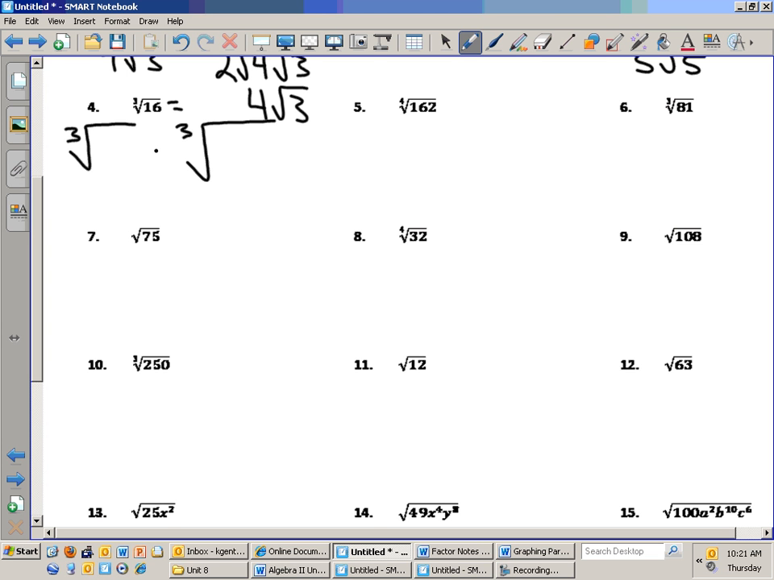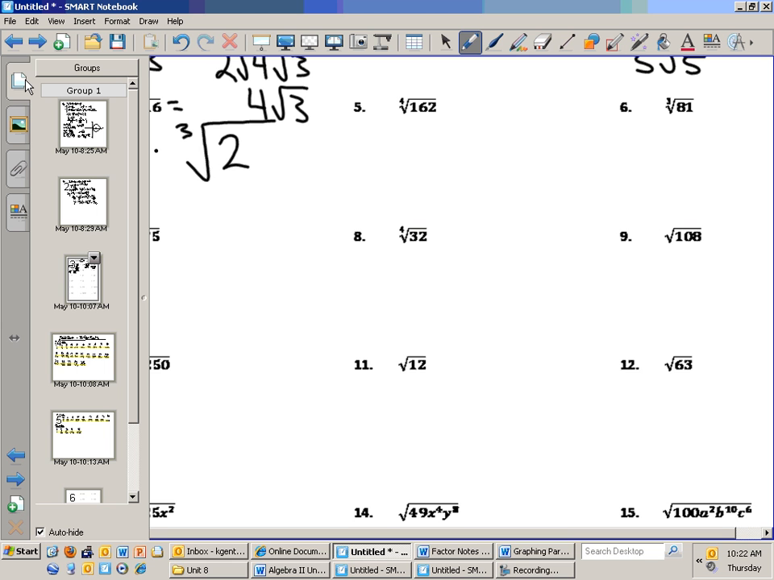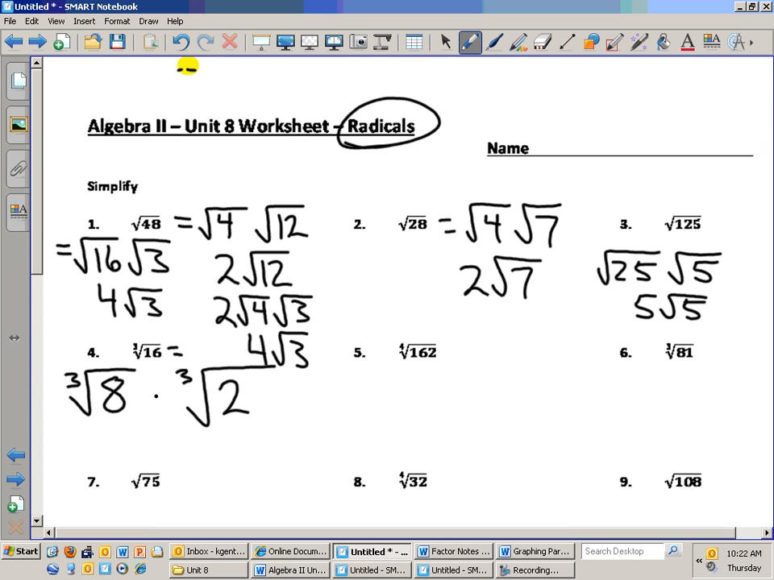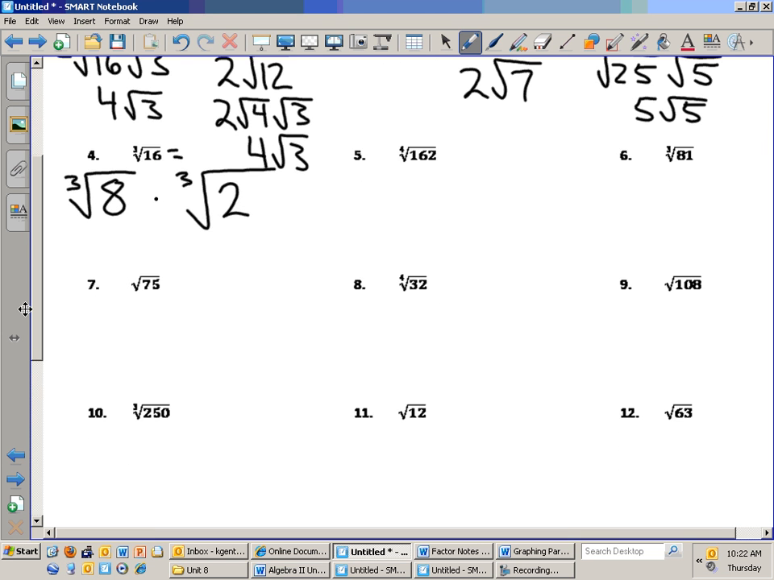So I need 2 numbers to place in here that multiply to 16, and one of them has to be a perfect cube. 4 is a perfect square, but not a perfect cube. 8 is a perfect cube. So I'll put 8, and I'll put 2. Now again, I got the 8 from looking at this list right here. I looked at cubes, and I found 8. So that's why I chose to use that one. And now we simplify it from there. What is the cube root of 8? 2. And so we write it as 2 cube roots of 2.